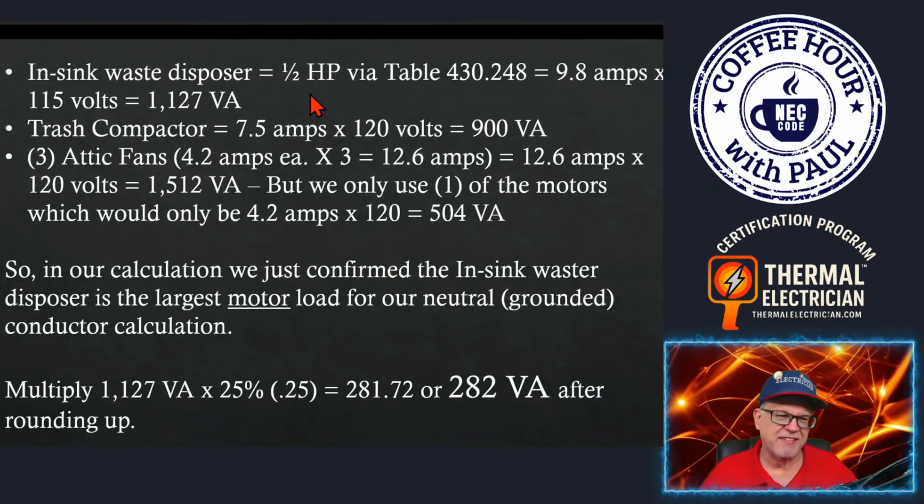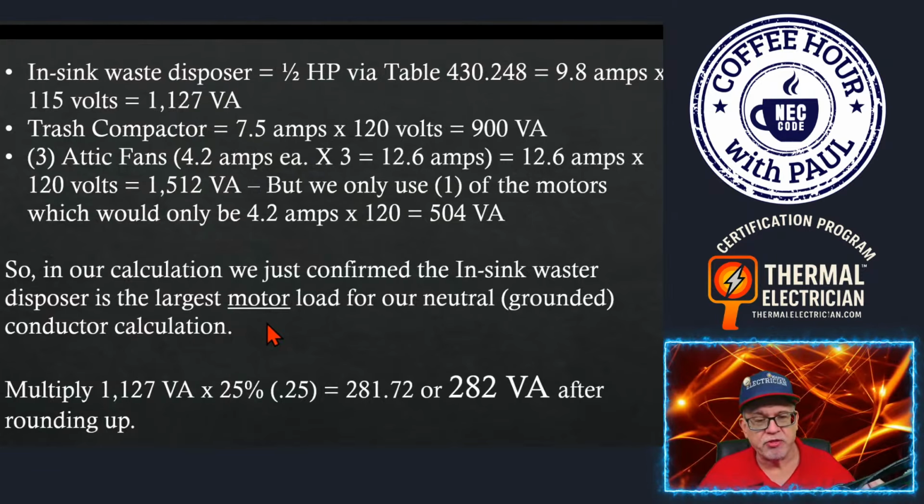So since that in-sink waste disposer was 9.8 amps times 115, that was 1,127. You see everything else is much less. Now remember, this 1,512, that's all three of the attic fans. So any one of them is only 4.2 amps. So you don't take all three of them. So the single motor, the largest one, is this in-sink waste disposer. So that's the one we use.